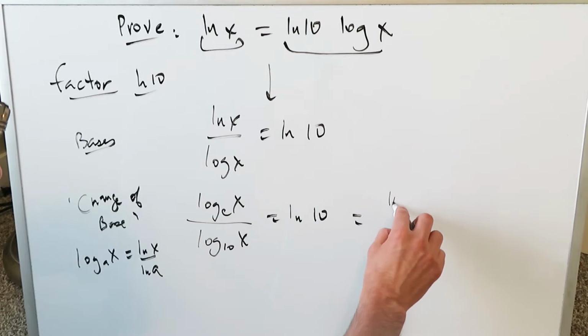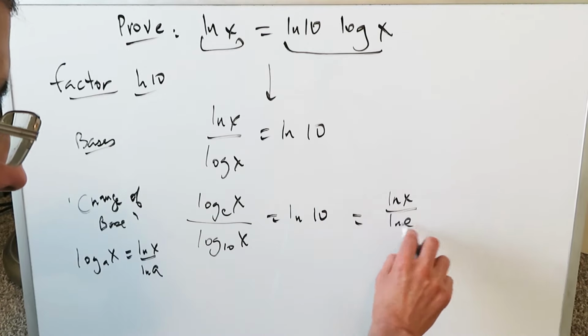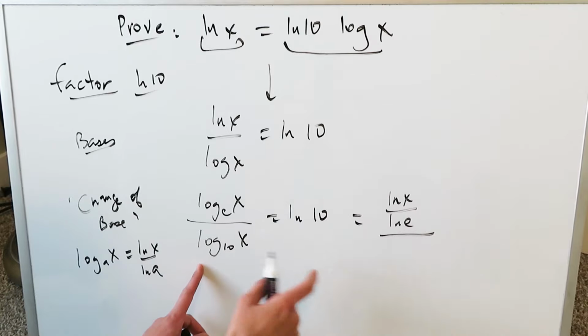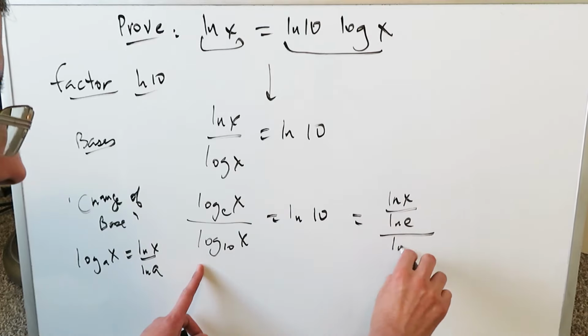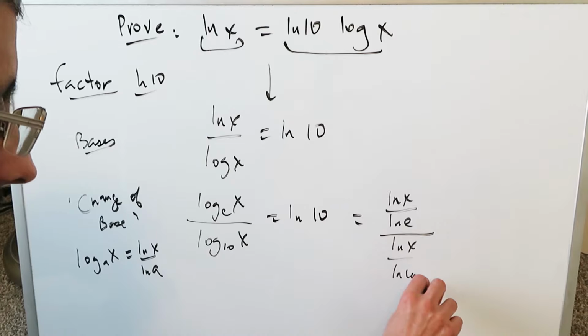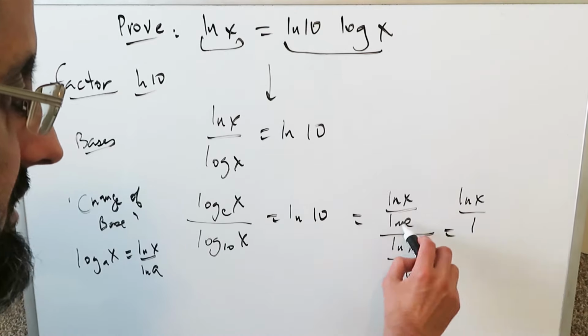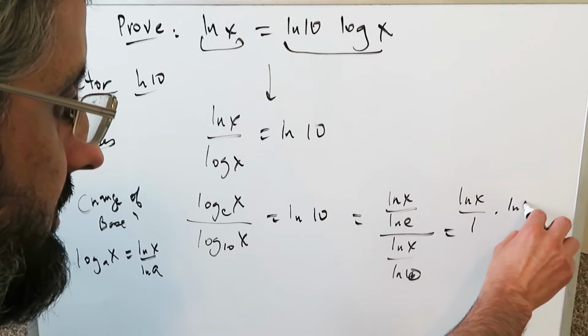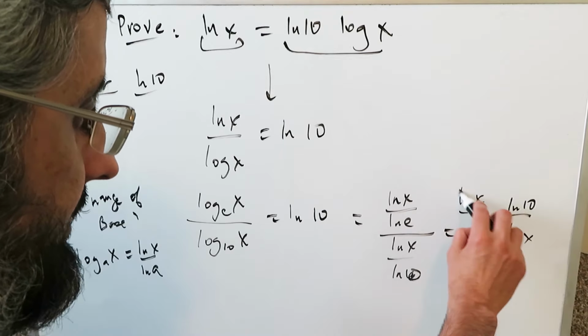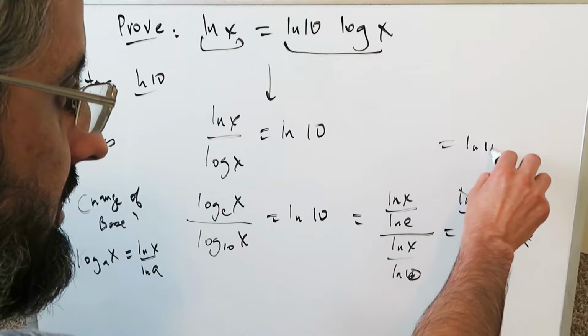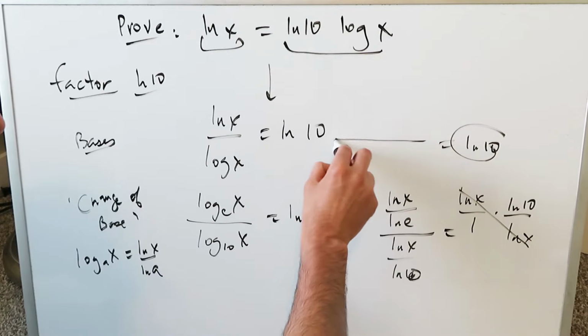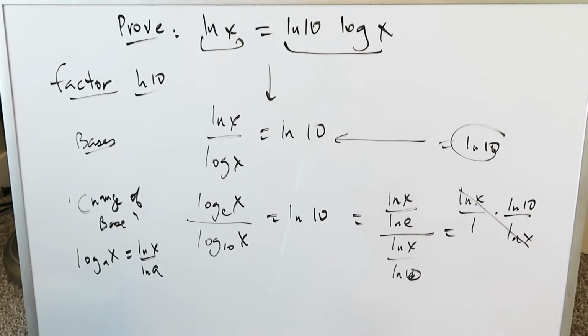In the numerator you'll get natural log x divided by natural log e. In the denominator, when you apply the same change of base formula, you're getting natural log x divided by natural log 10. Simplifying, you're looking at natural log x divided by natural log e, which is always equal to 1, times natural log 10 divided by natural log x. These cancel out, you're left with natural log 10. This right here is reconciled. Indeed, it's true that the natural log of any number is equal to the natural log 10 multiplied by the log of that same number.